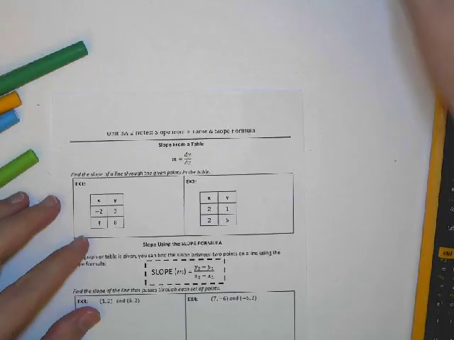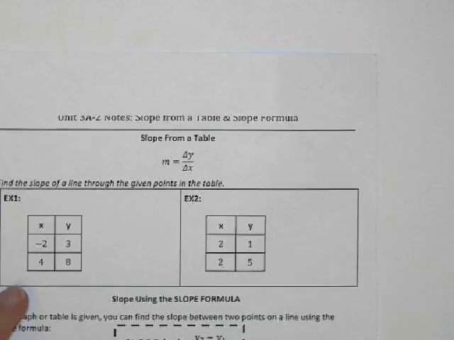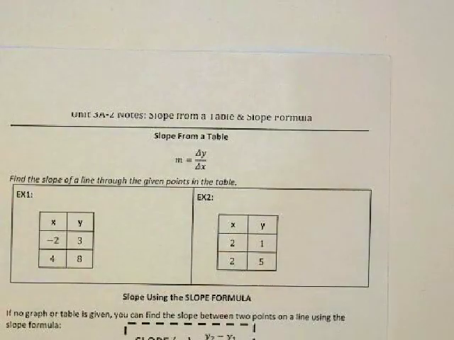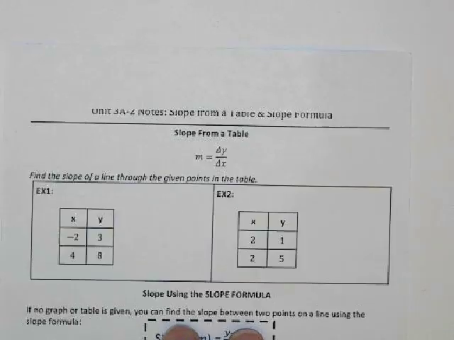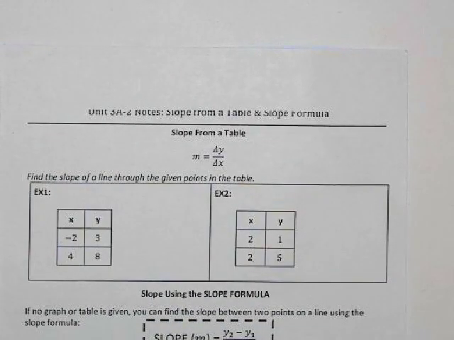3A-2, slope of a line and slope formula. Okay, so we just talked about how to find slope from a graph. When you have 2 points and you do rise over run, that's what we just talked about. Now we're going to talk about if it just gives you points. How do you find slope from points?